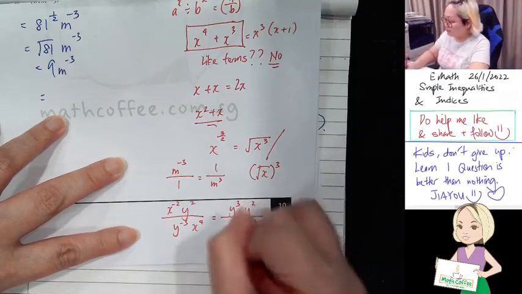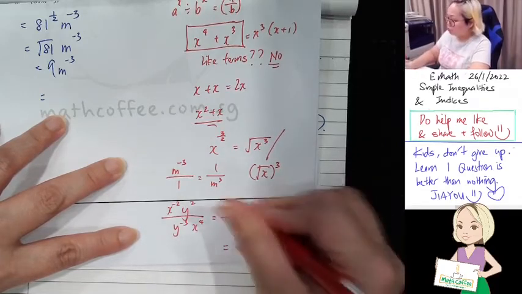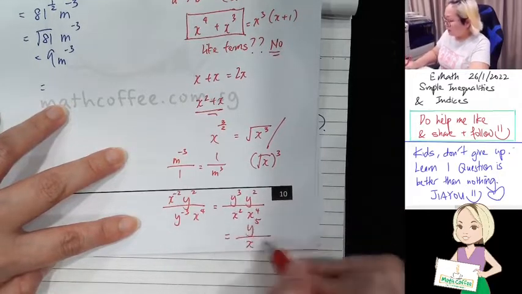Then after that, you simplify. This is same base multiply, you add the power. So this is y, 3 plus 2, so it's 5. Then the bottom is x, 2 plus 4, so it's 6.